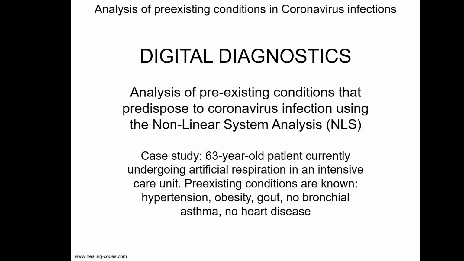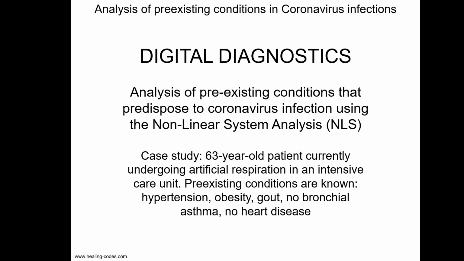The following video shows the findings of a patient with COVID-19. It is a 63-year-old patient who is currently being ventilated in the intensive care unit of a hospital. Pre-existing conditions are known: hypertension, obesity, and gout. There is no history of bronchial asthma or heart disease.